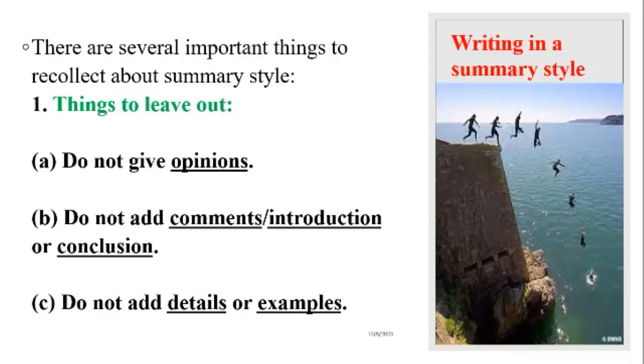So there are several important things to recollect about the summary style. What are the things you should leave out? What are the things you shouldn't include in your summary? Opinions. Don't give opinions. And in your summary, there's no need for comments. There's no need for introduction. There's no need for a conclusion. Rather than have an introductory sentence, rather use a topic sentence. The topic sentence is what begins a summary, and then don't add details.